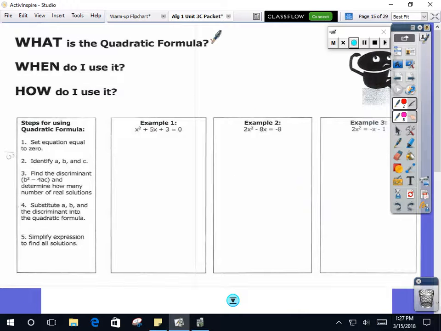Okay, so the quadratic formula is a formula that can be used to solve any quadratic equation, any equation where the highest exponent is 2. And the quadratic formula is x equals negative b plus or minus the square root of b squared minus 4 times a times c, all divided by 2 times a.